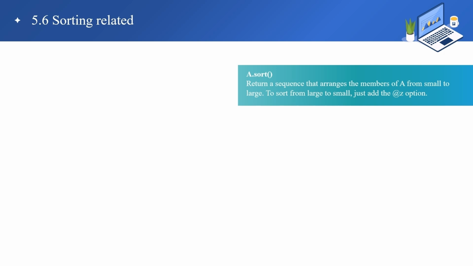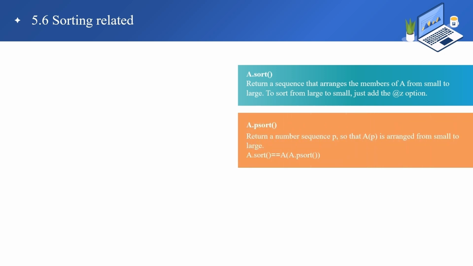The sorting function returns a sequence composed of the original members of the sequence, which can be understood as a type of selection function. It also has a corresponding positioning function. A.psort will return a number sequence P, so that A(P) is arranged from small to large. In other words, A.sort equals A(A.psort). Please try to understand the meaning of this equation.